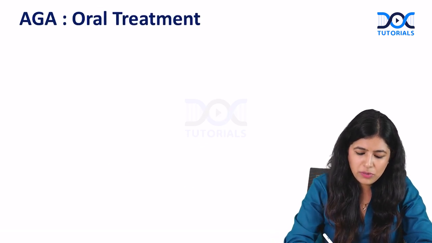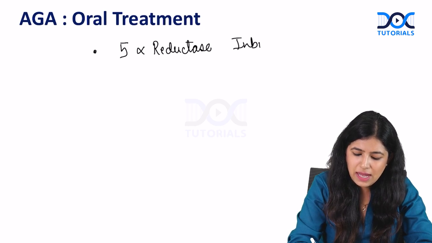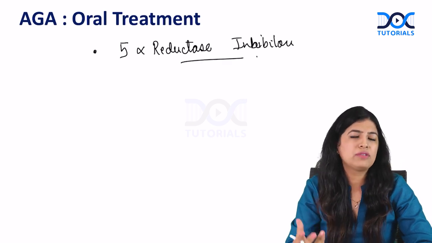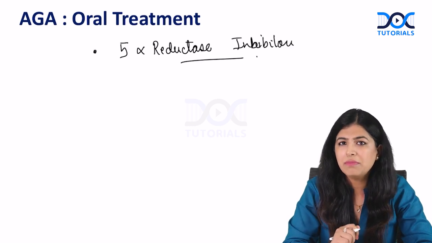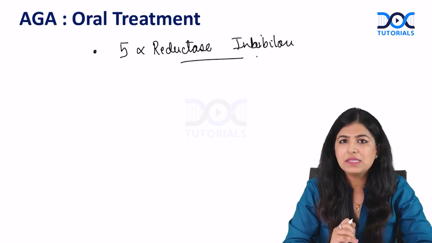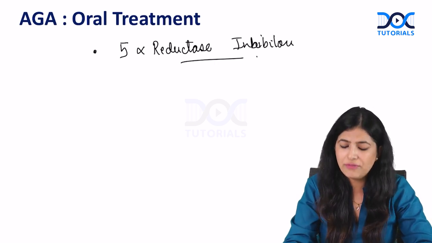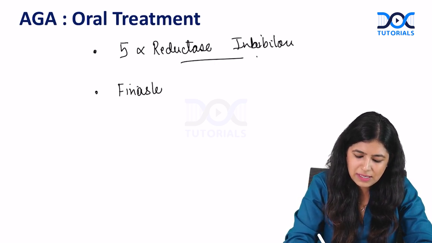Now, coming to the oral drugs. In the oral drugs, the group that we use are 5-alpha reductase inhibitors. Yes, so these are the drugs that are useful in AGA because this was the enzyme which was converting testosterone to dihydrotestosterone, which was bringing about the miniaturization. So if this enzyme is inhibited, you can slow and maybe even reverse the process of AGA. The two drugs that are approved here are finasteride and dutasteride.